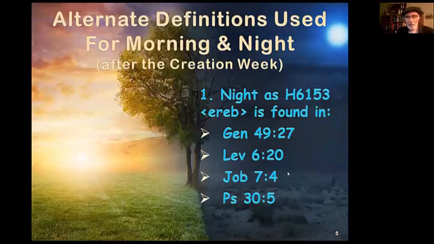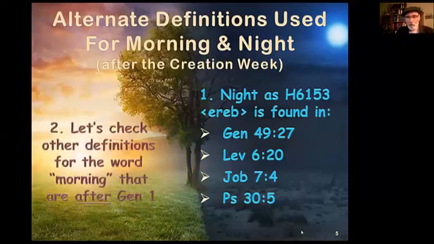There might have been a few more, but these 4 for sure. So there's one in Genesis 49, Leviticus 6:20, Job 7:4, and Psalms 30 verse 5, where the night is used as the word evening. So I know that evening has the last definition as night, so this must be when the evening joins up with the night. Found that very interesting. You can look those up.